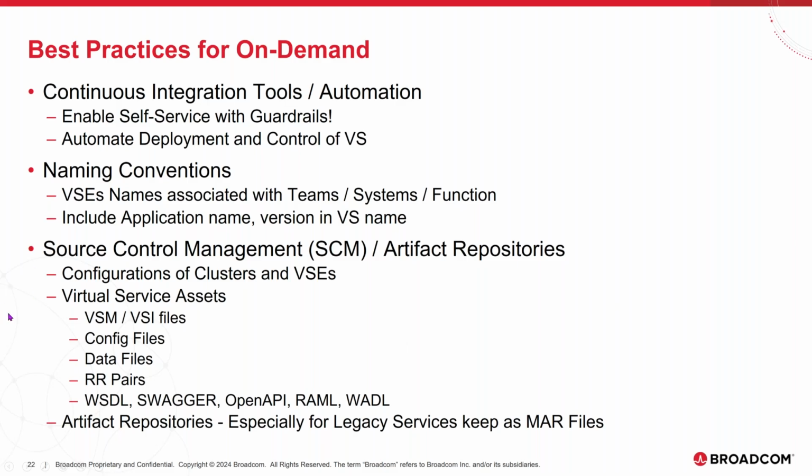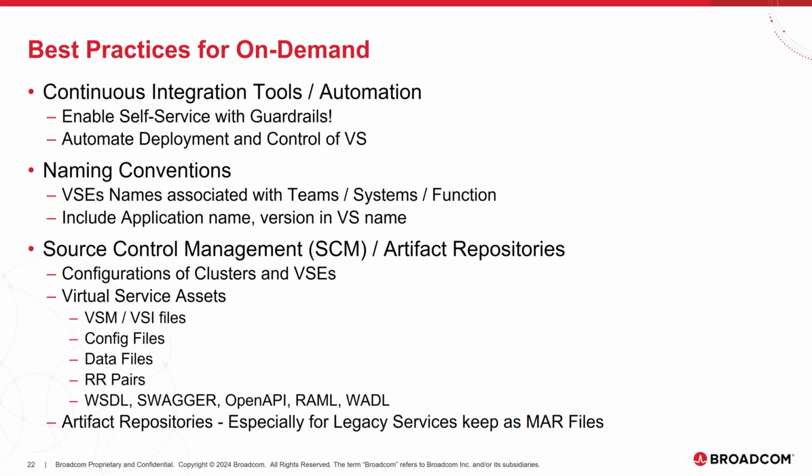Source control management. In my pipeline, I grabbed everything from source control to build my systems. That would be my VSM, VSI files, config files, data files, RR pairs, WSDL, Swagger, OpenAPI. All those virtual service assets should be in source control management. You could also put your configurations, those Helm charts of the clusters and the on-demand VSEs, in source control management.